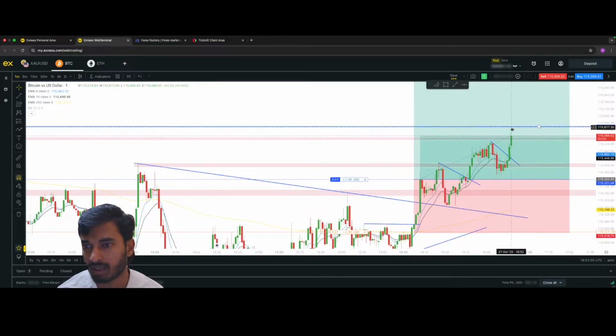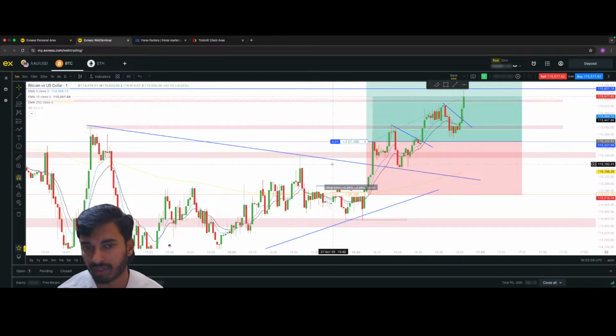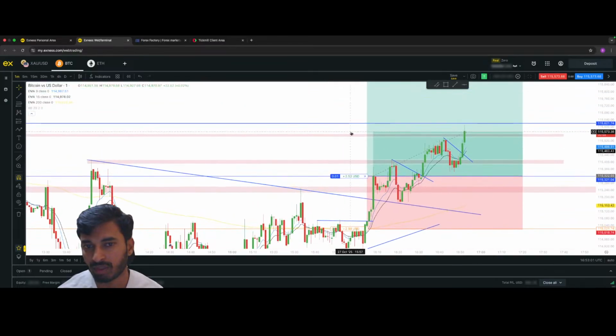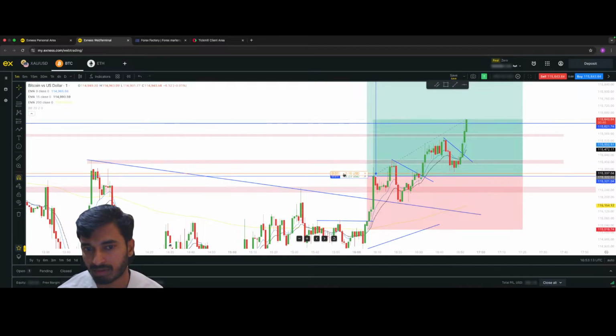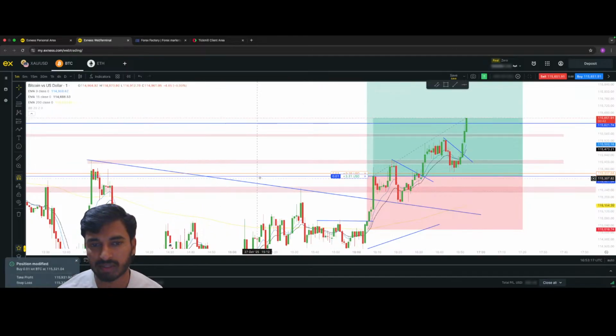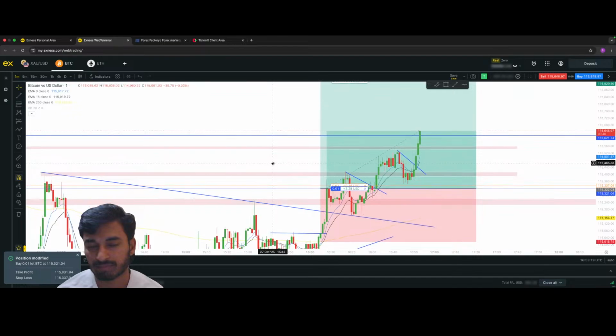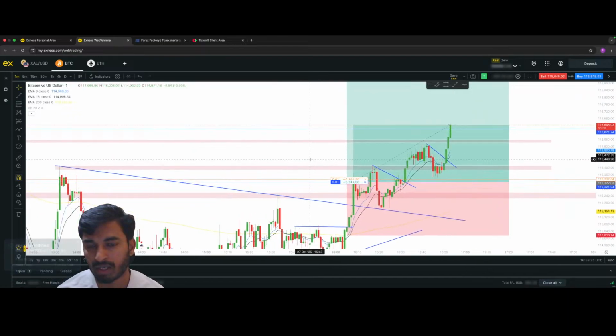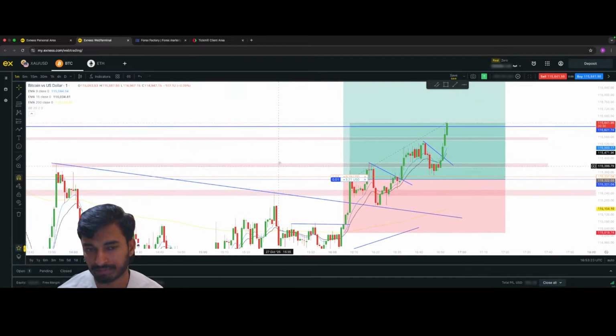Now I am getting almost 1:1. See, I put a stop loss of $3. Now I am getting 2.5. If it comes here, then I will shift this to cost to cost. So now I am shifting this to cost to cost. Now I am risk free. You can see it. Now I am risk free.